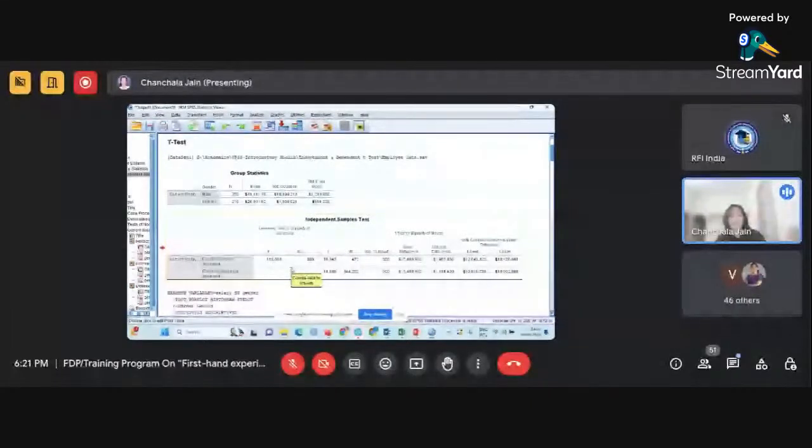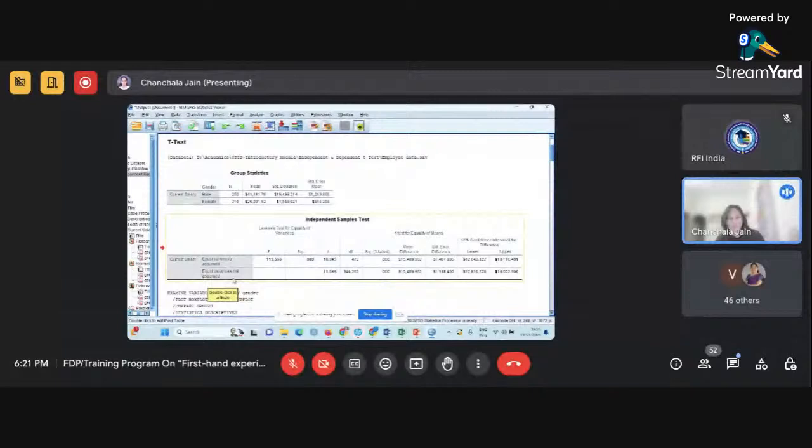That means the first line says equal variance assumed, but our result says equal variance cannot be assumed. So we do not need to report the results of the first row. Rather than reporting the results of the first row, we will move to the next row: equal variance is not assumed.